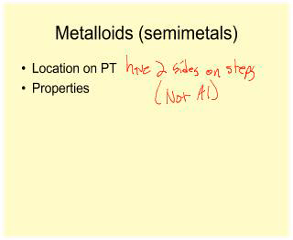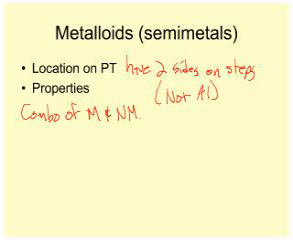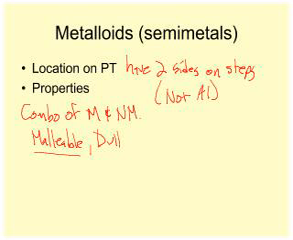Properties of metalloids, or semi-metals, is they are a combo of metals and nonmetals. So for example, a metalloid could be a malleable, dull element. It doesn't mean that you're kind of malleable and you're kind of dull. It means you have a blend of them. So you would be quite malleable and quite dull.